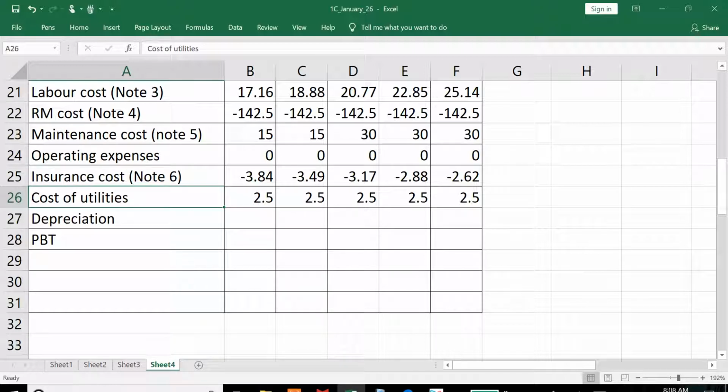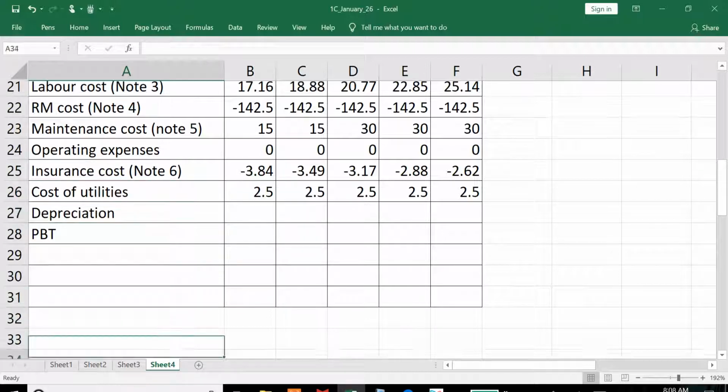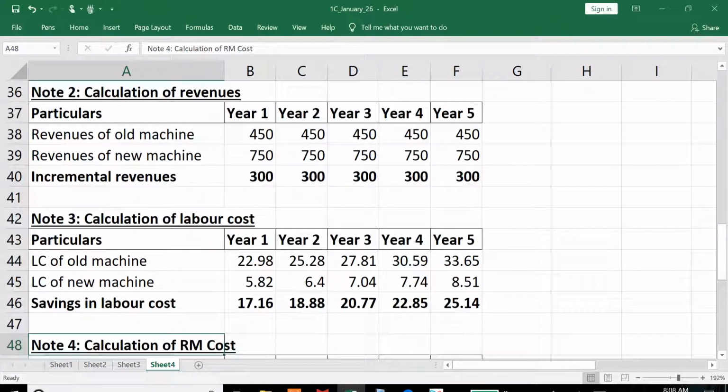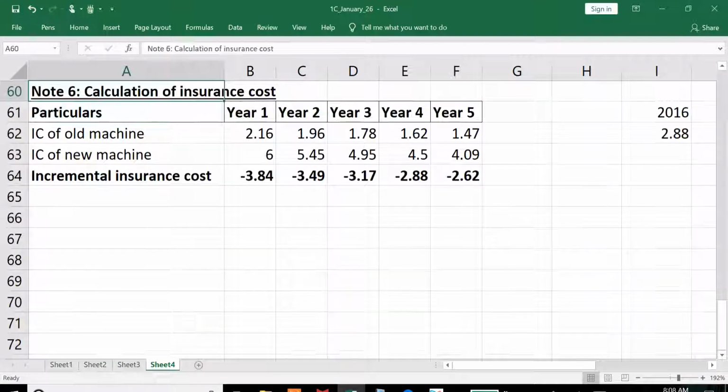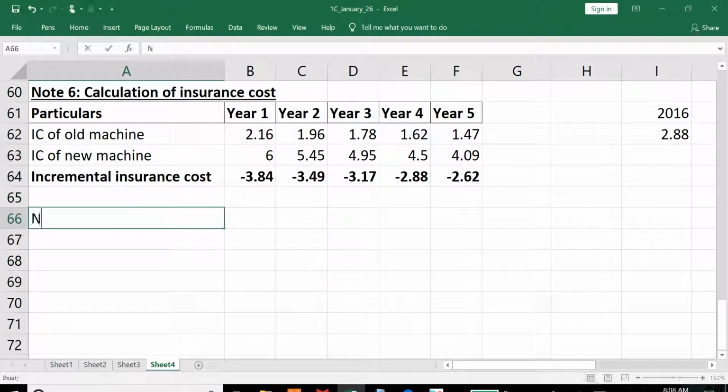Any doubts on this? Clear? Okay, depreciation, again a note. Note 7, depreciation.